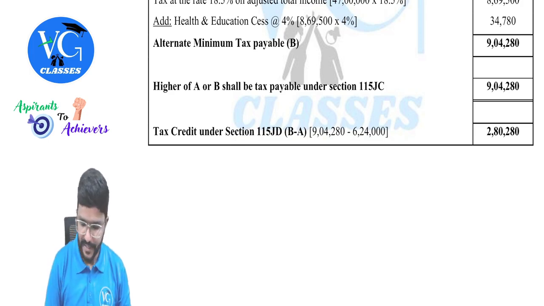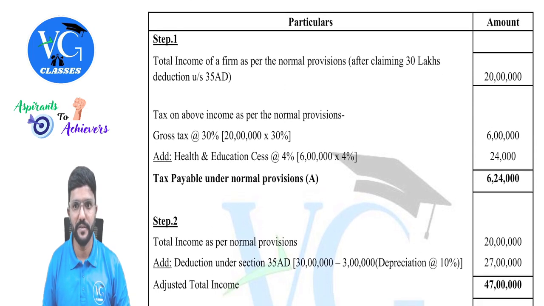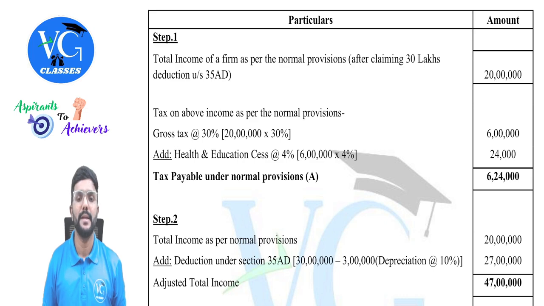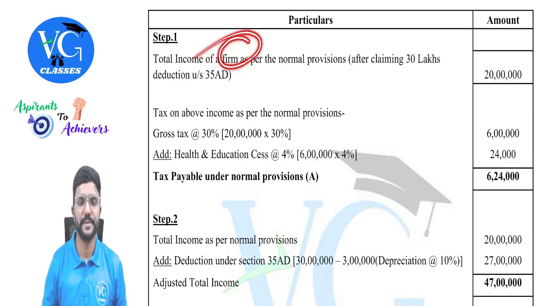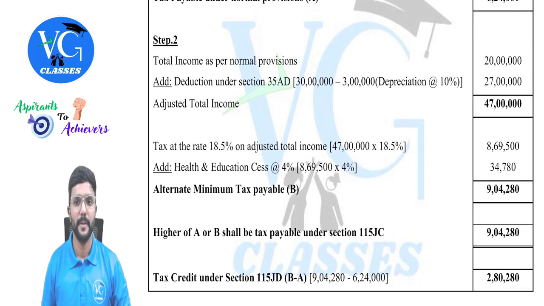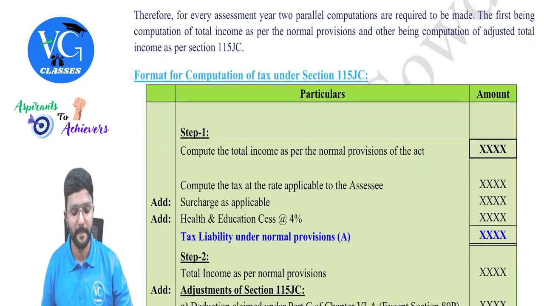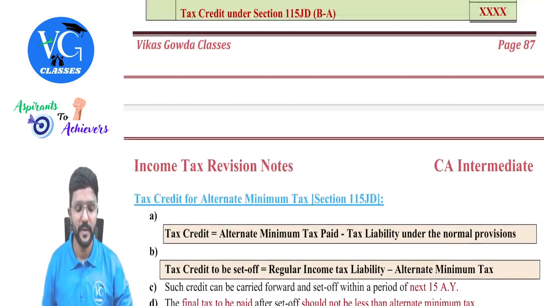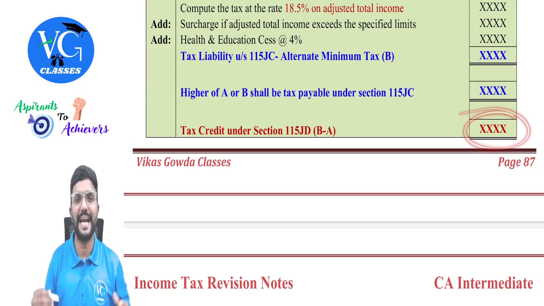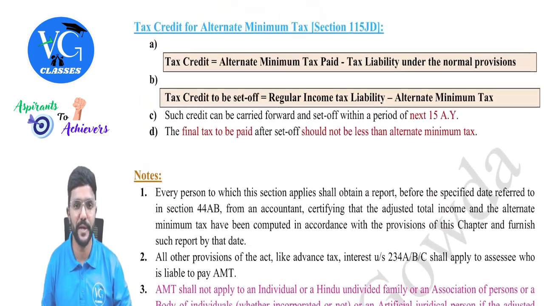Yes, sir. Fine, guys. I will just show you if you want. I can just pause the video and go through it. This is a question on a partnership firm, guys. We'll move forward. At the end, I have given a tax credit or AMT credit as per section 115JD. We will discuss more about it.